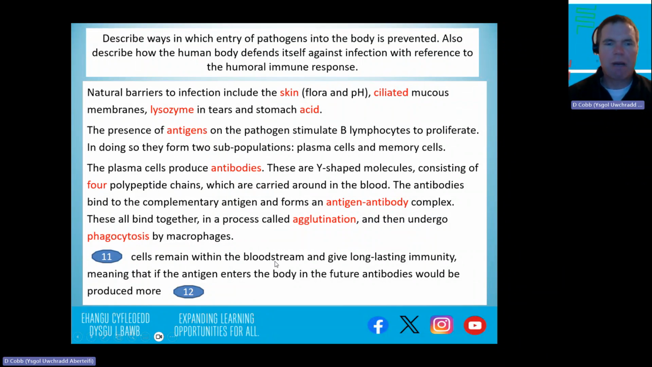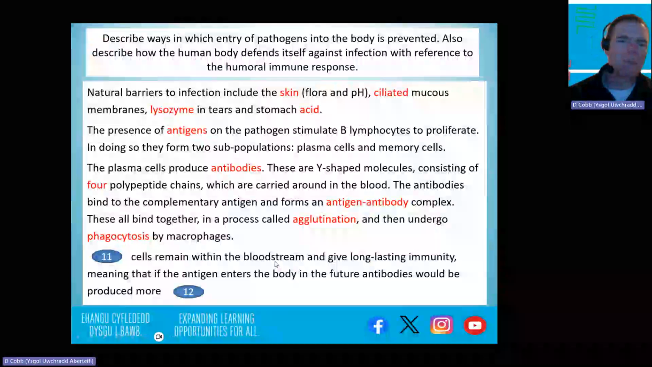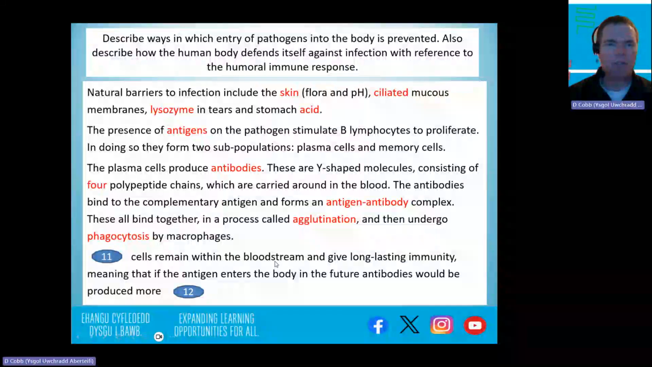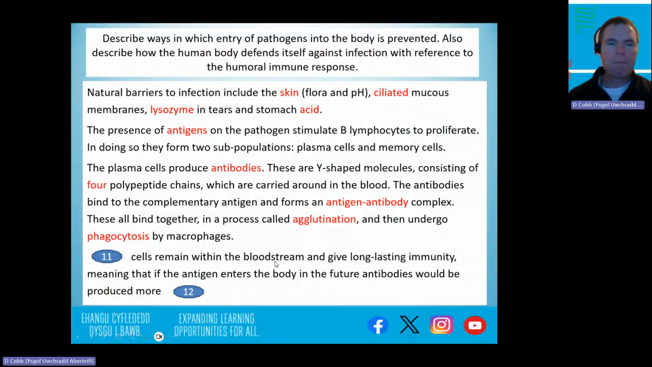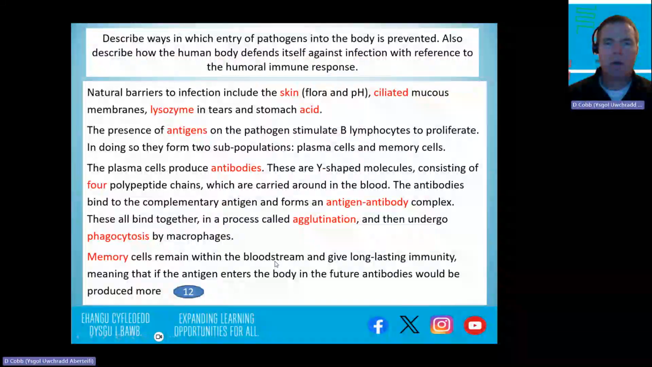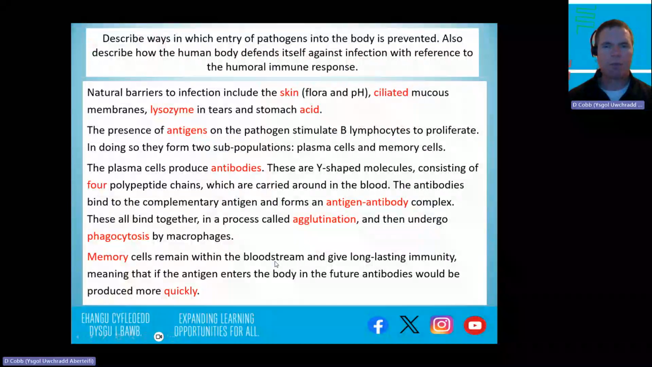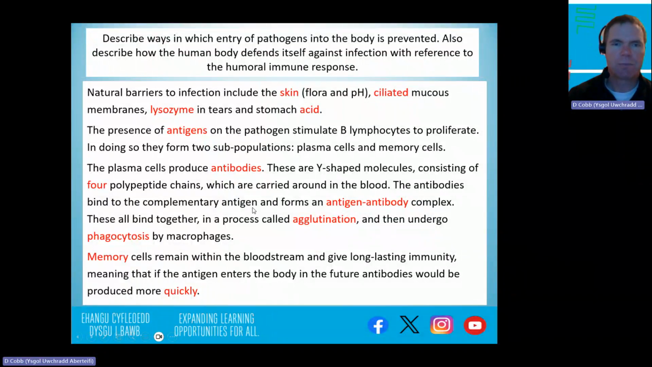I didn't mention the term macrophages before, but macrophages are a particular type of white blood cell which carries out phagocytosis. You could also refer to them as phagocytes, and that ties in with the process they carry out. The memory cells, the other subpopulation, remain in the bloodstream and give long-lasting immunity, meaning that if the antigen enters the body in the future, antibodies would be produced more quickly.